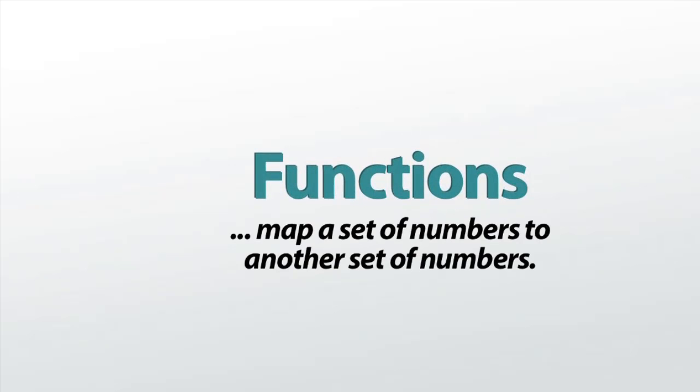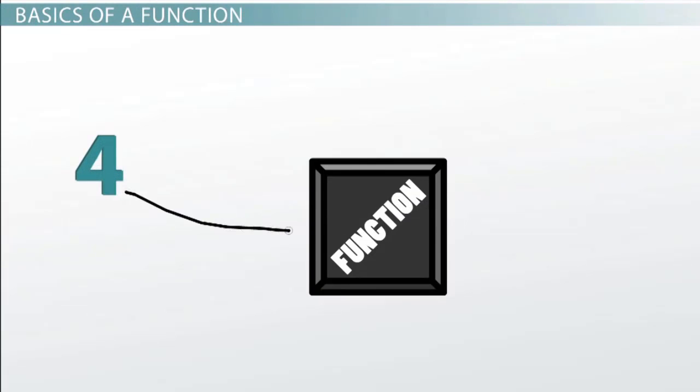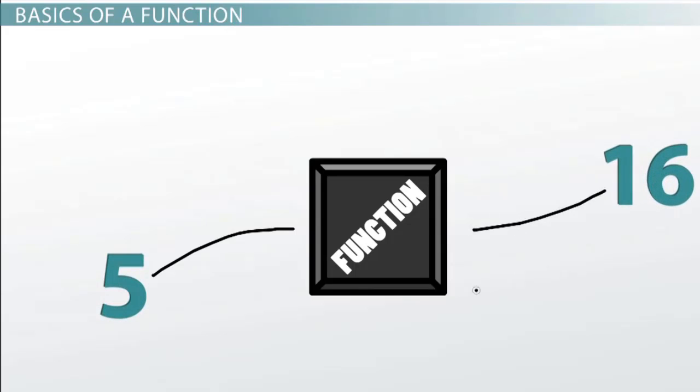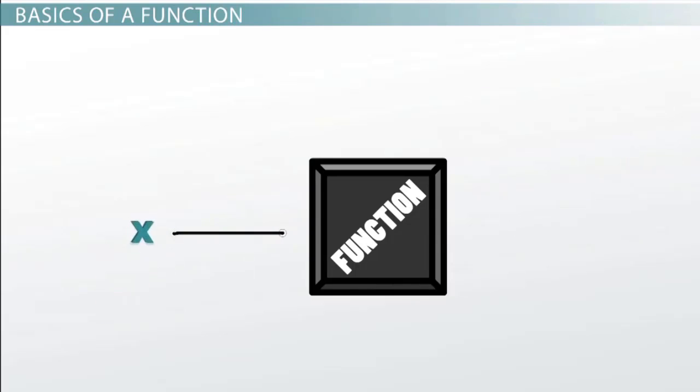Functions map a set of numbers to another set of numbers. So what does this mean? Well, say we have a black box. We're going to call this our function. If you put in the number, say 4, you might get out the number 8. If you put in the number 5, you might get out the number 16. For each number that you put in, say x, you'll get out another number, say y.